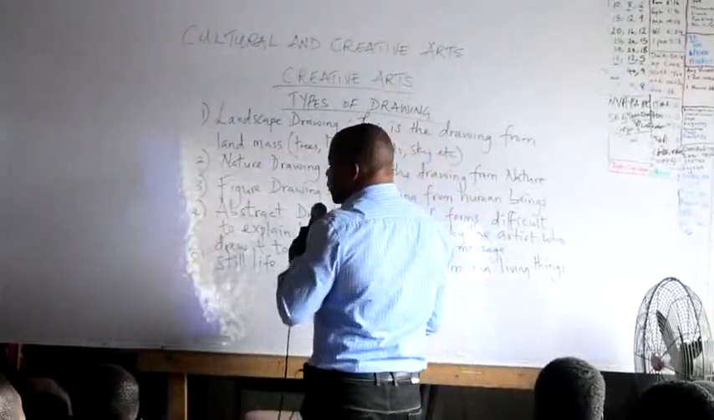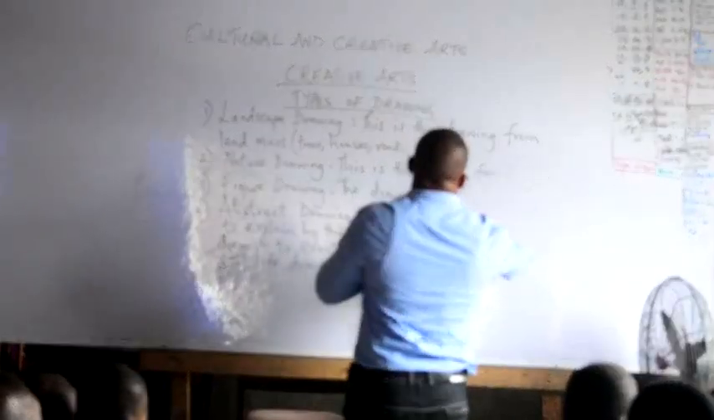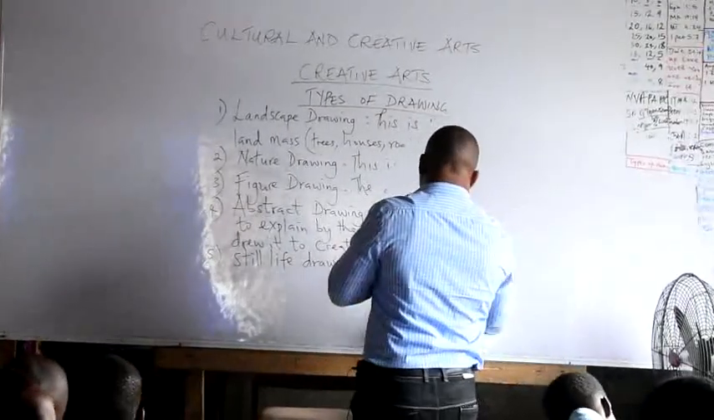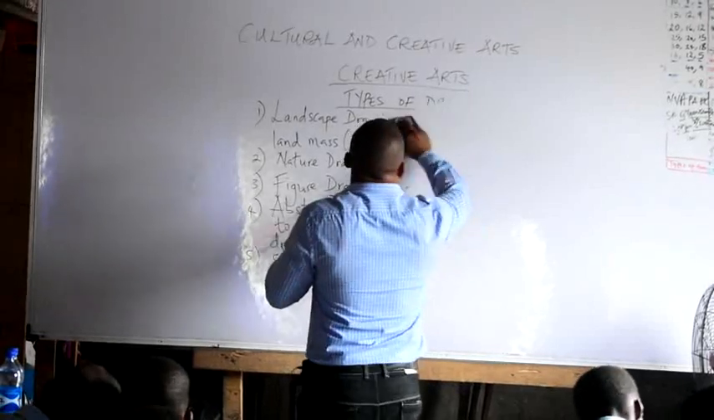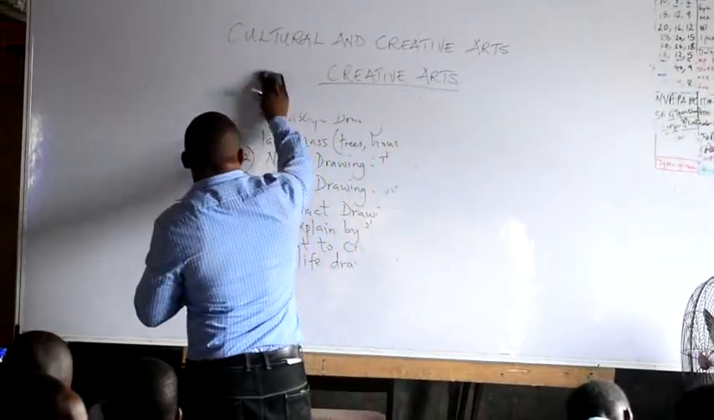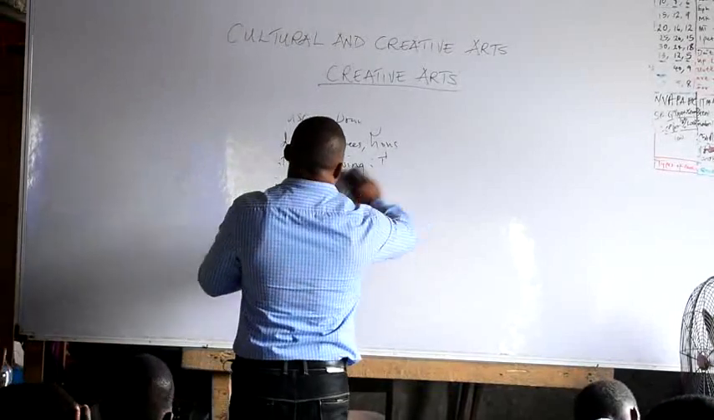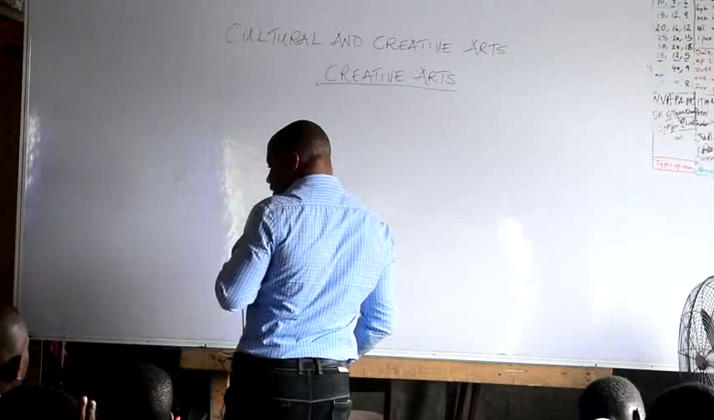We have looked at types of drawing. We'll now look at the meaning of shading. Because when you draw, you cannot draw without shading. Shading is very, very important in drawing. You can't do without it. Your drawing cannot be complete without shading. So let's look at the meaning of shading.